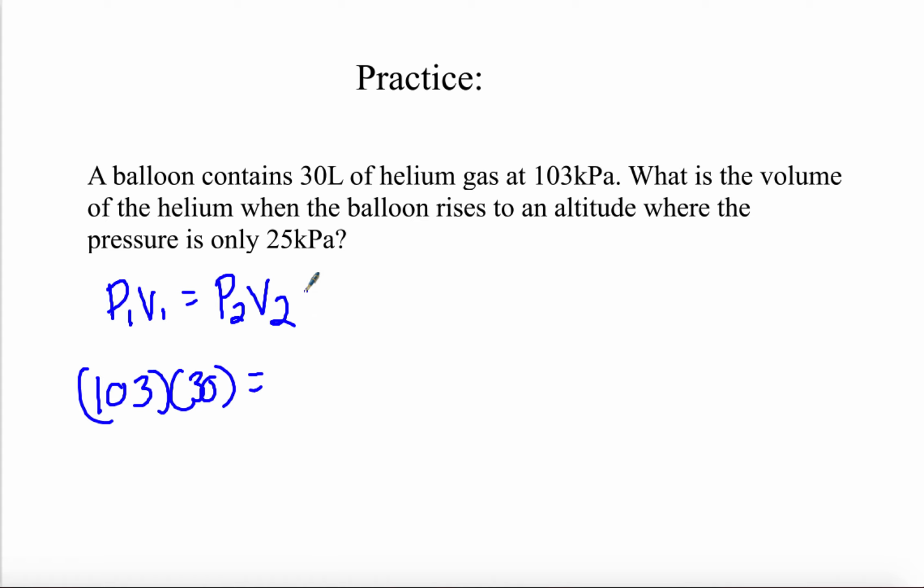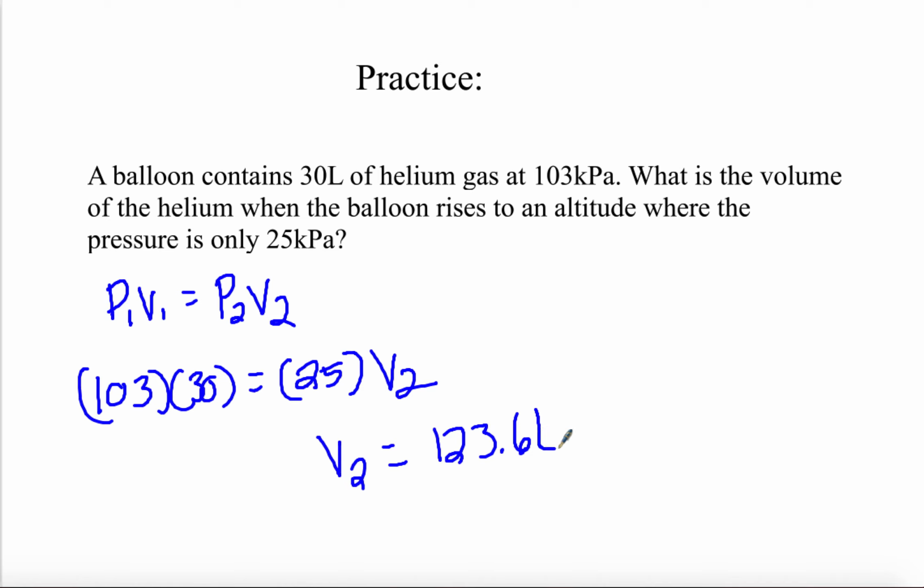Okay, so we're looking for a V2 when the pressure of the balloon drops to 25 kPa. So your P2 is 25 and we are looking for V2. So we get 103 times 30 divided by 25 equals your V2. So your volume should equal around 123.6 liters.